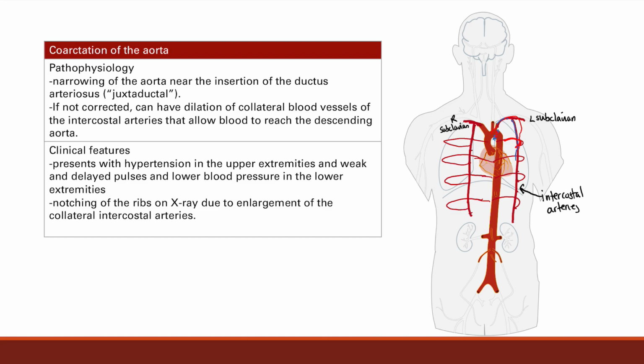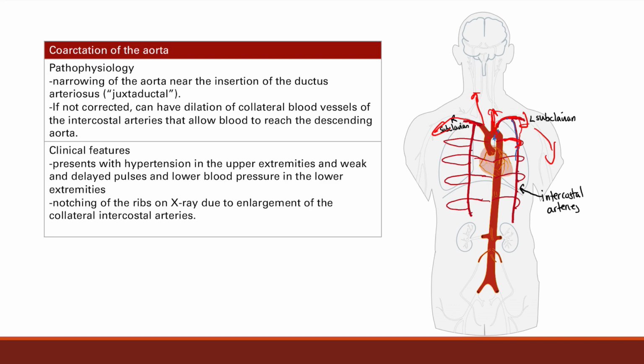Now, clinical features here are going to present with hypertension in the upper extremities and weak and delayed pulses and low blood pressure in the lower extremities. Again, that all makes total sense. It's very easy to understand because all this blood can't go down to the descending aorta to the lower extremities, so you have low blood pressure there and delayed pulses, because there is some blood going to make it down, but it's going to take longer. And the majority of the blood, though, is going to go up into the upper extremities, into the arms. As you can see, this goes to the arms, this goes to the other arm, this goes to the head. So you're going to have increased blood pressure there because you have all that extra blood in there.